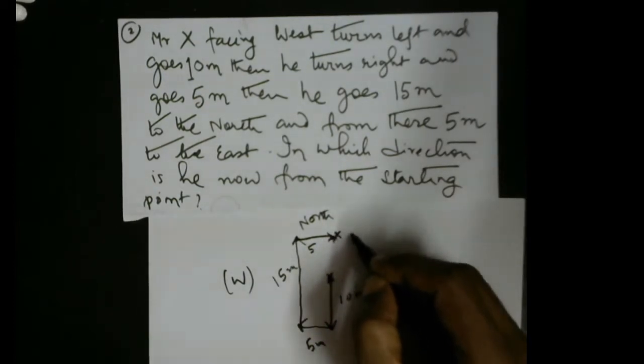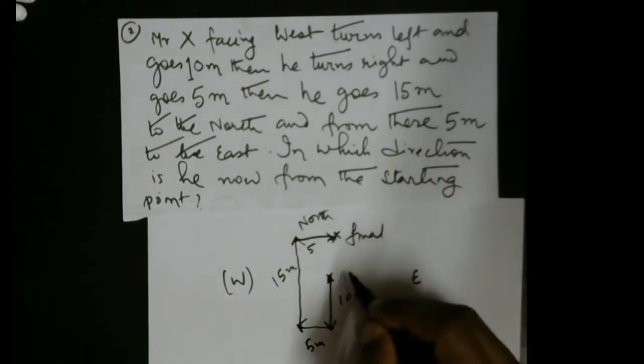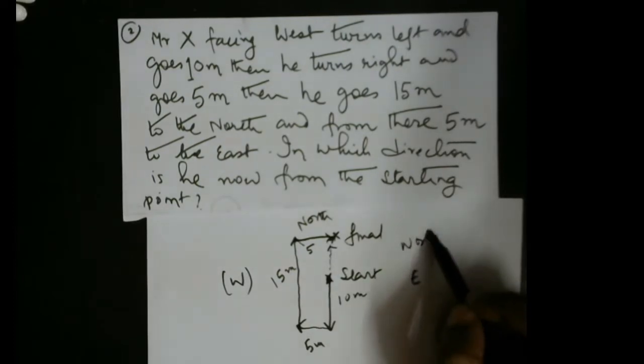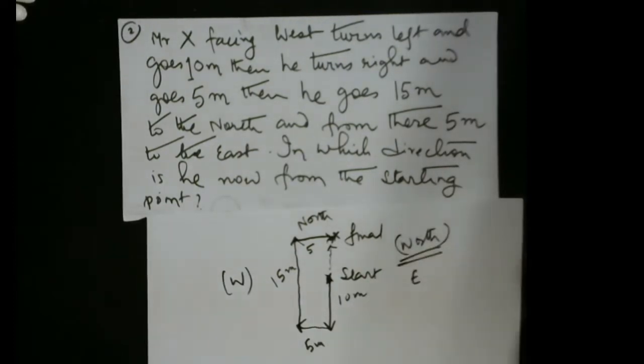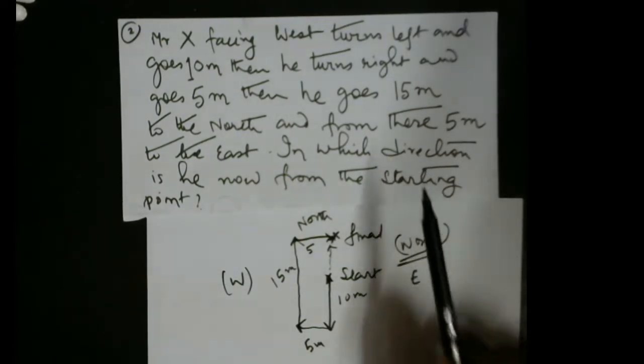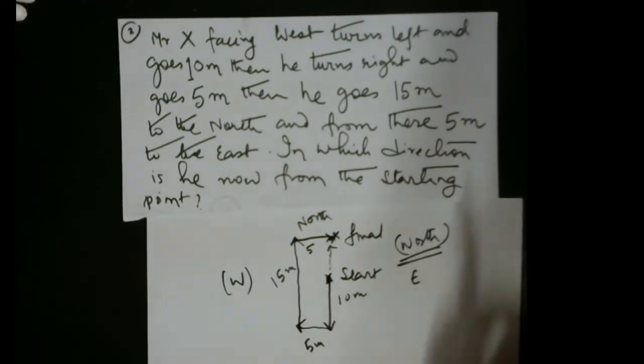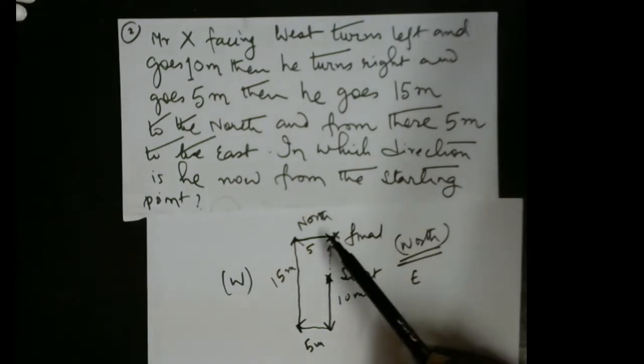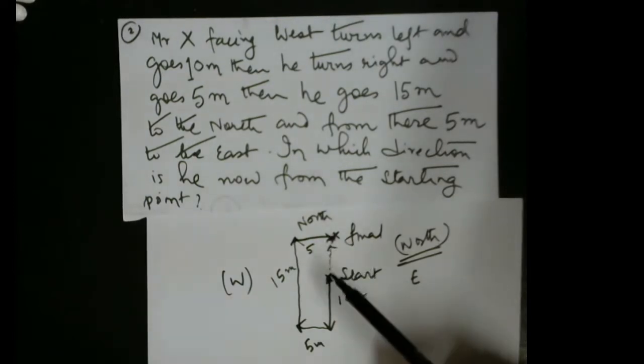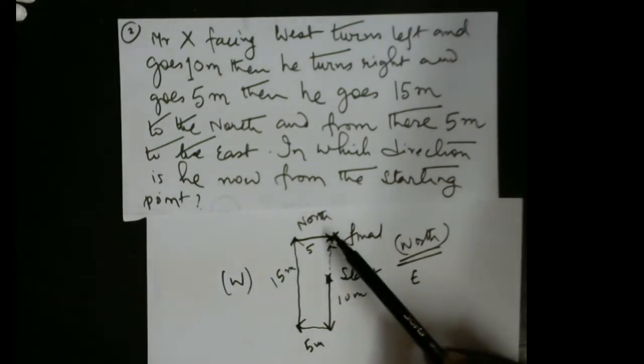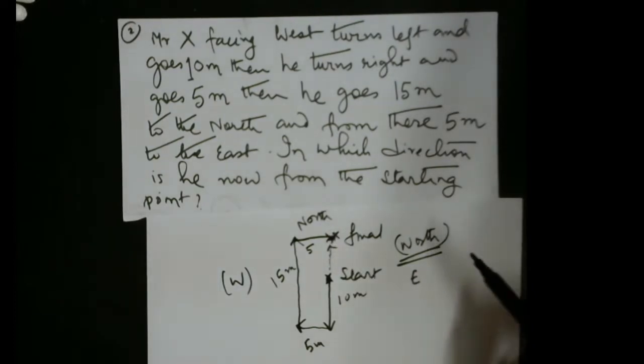His final position. This is his final position and this is his start. So his position finally is towards north. Final position is towards north. So north will be the answer for final position from his initial position. The initial position is to be located, and north of the initial position is the final position. So the answer is north direction.